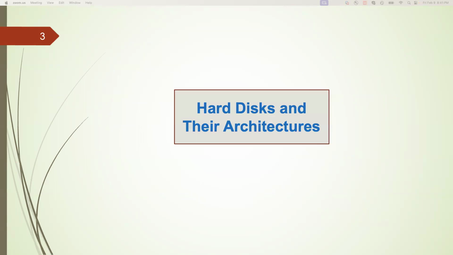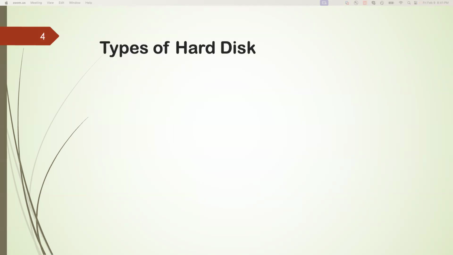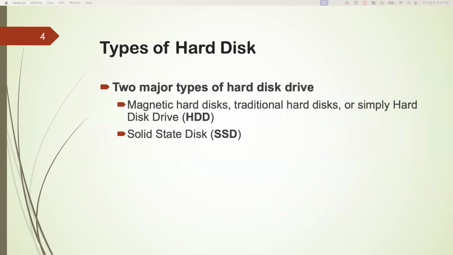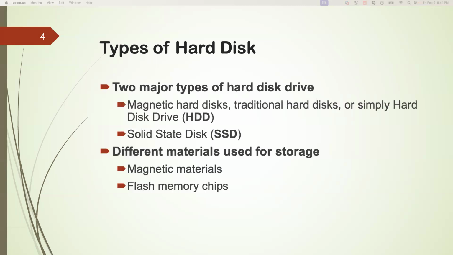So let's first talk about the hard drive architecture. Let's see what are the different types of hard drives. Mainly we have two different types of hard disks. First, we have the magnetic disks, the traditional disks that you see in your computers, simply also called hard disk drives or HDDs. Another form of hard drive, or another architecture, is called solid state drives.